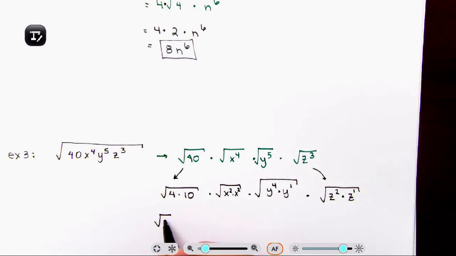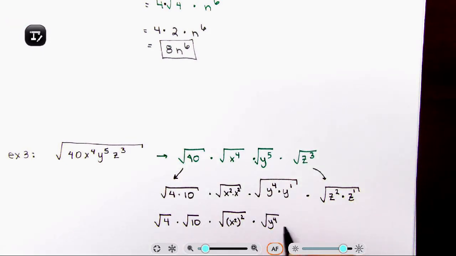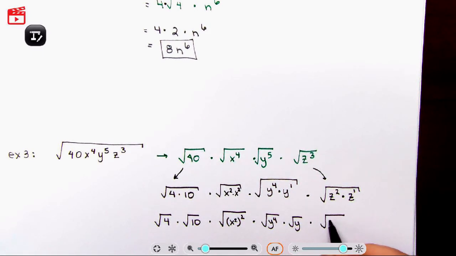I have the square root of 4 times the square root of 10. Here I have the square root. Ooh. So how would this look like? I have the square root of x squared times x squared. Then I have this one here, the square root of y to the fourth times the square root of y times the square root of z squared times the square root of z.